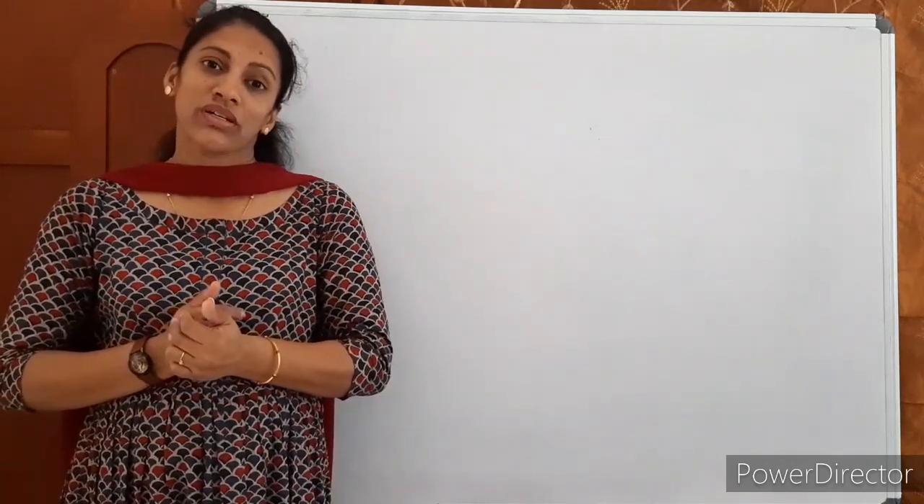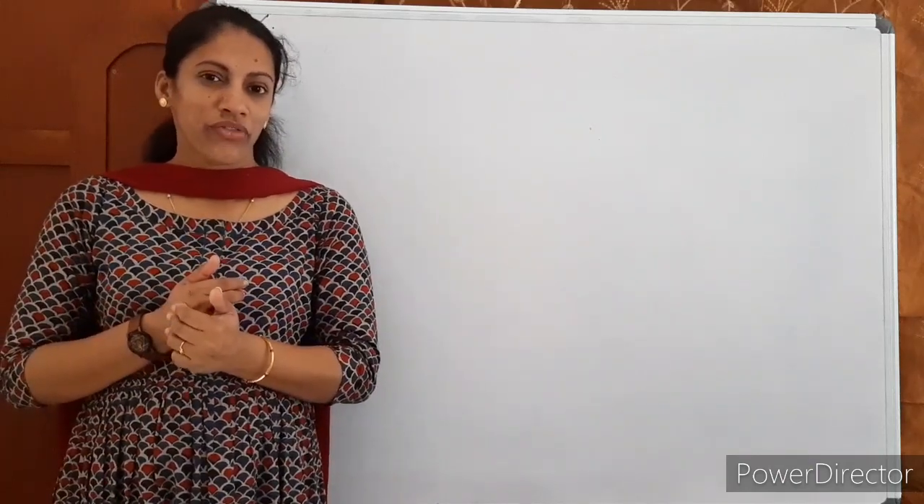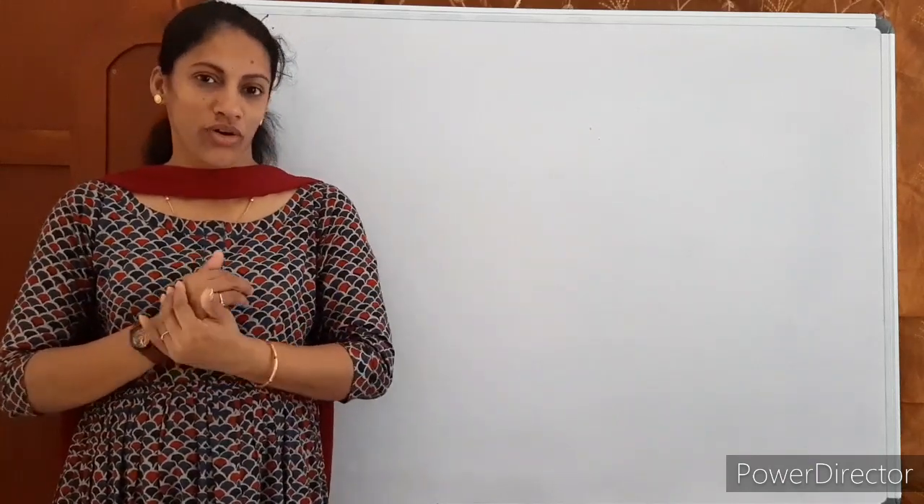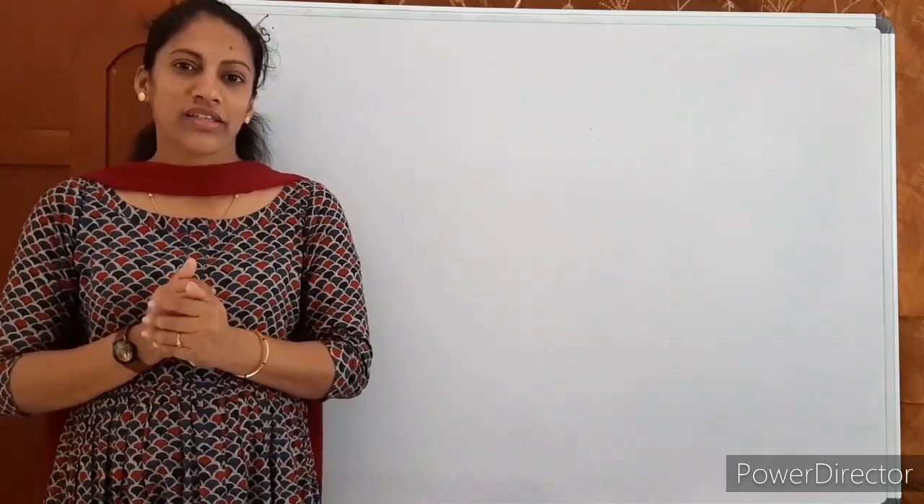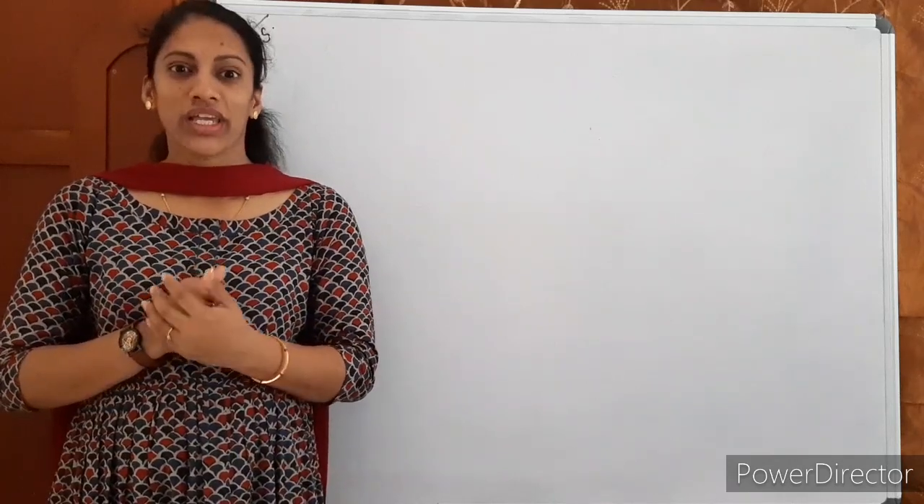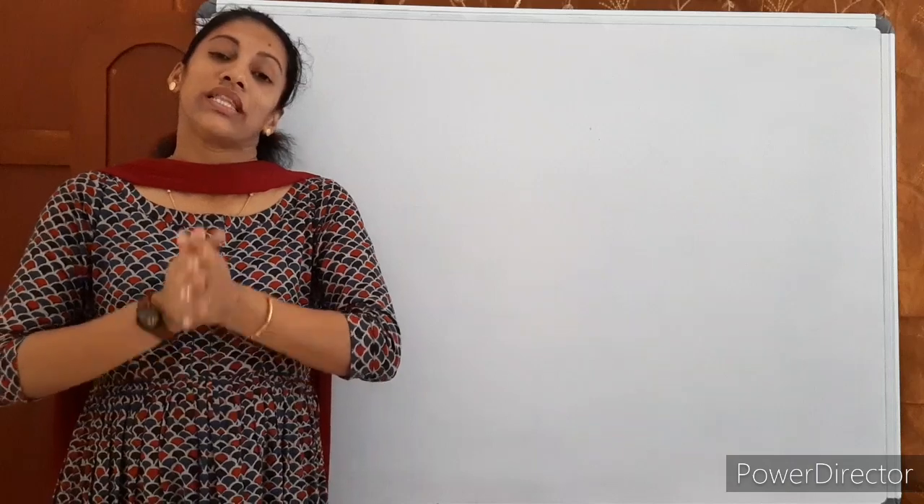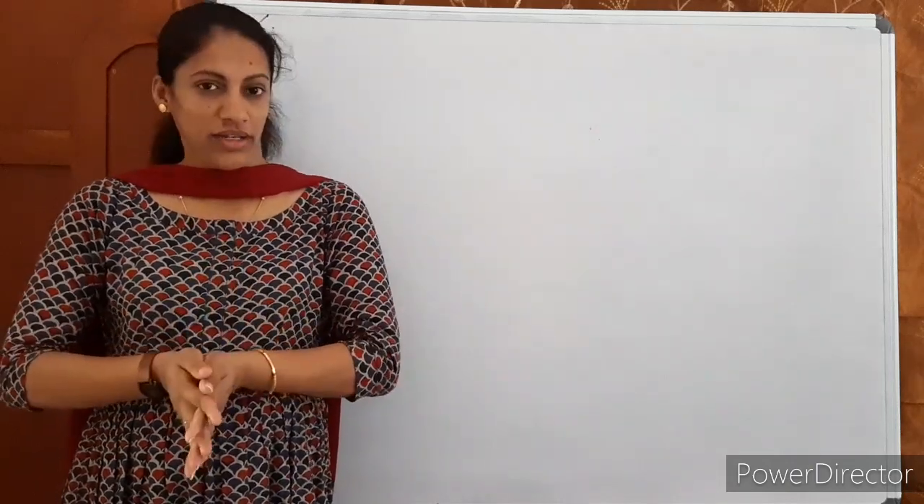DNA was first observed or isolated by whom? Frederick Miescher. You have studied in a lower class. And he called it nucleic acid, since it's acidic in nature, nucleic acid, you remember, right? Anyway, here we discuss the search for genetic material.